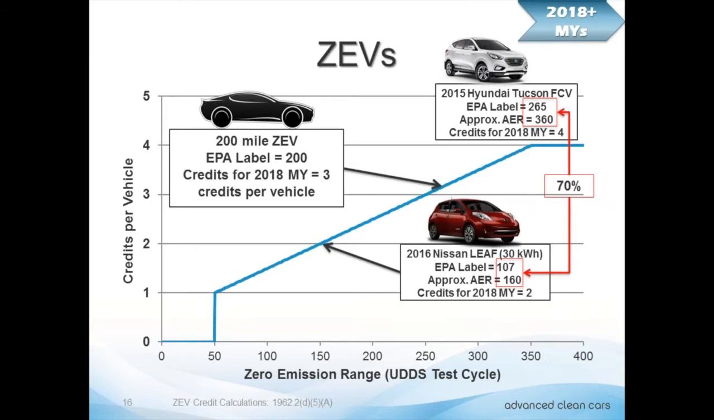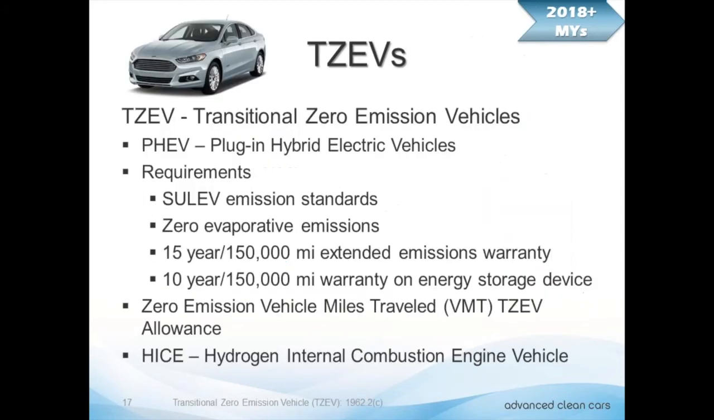Let's move on to credits for TZEVs. The most common types of transitional zero-emission vehicles, or TZEVs, are plug-in hybrid electric vehicles, or PHEVs. PHEVs are capable of traveling purely on electric power, but also use an internal combustion engine that enables charge-sustaining hybrid operation once the electric system is mostly depleted.